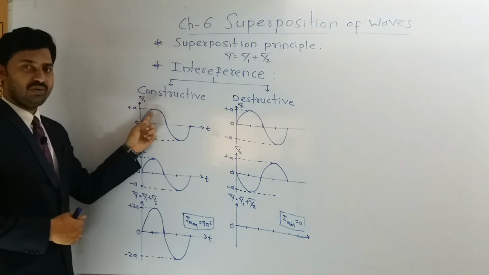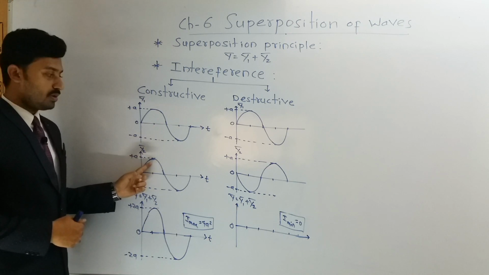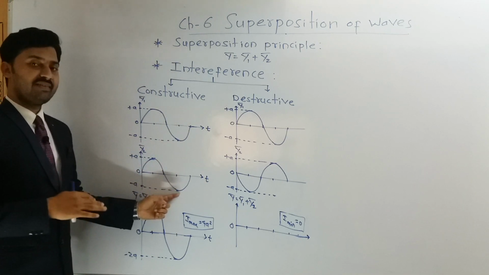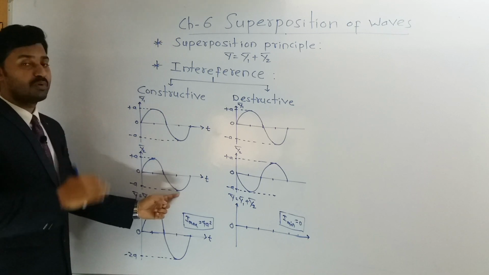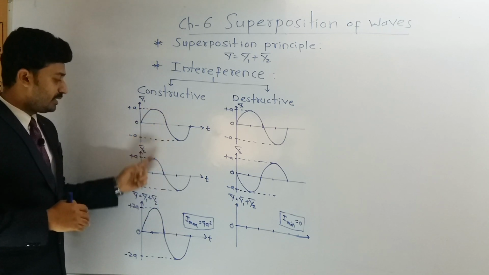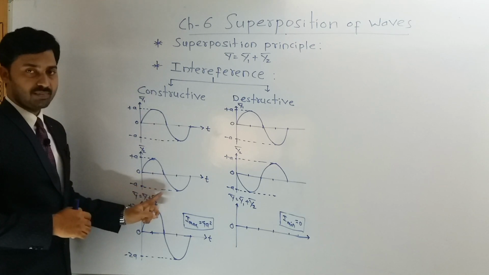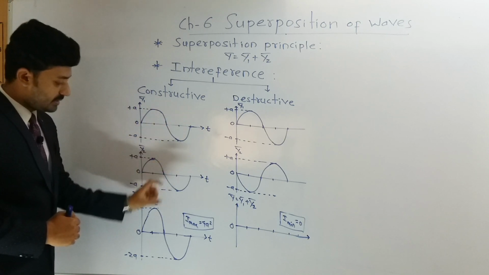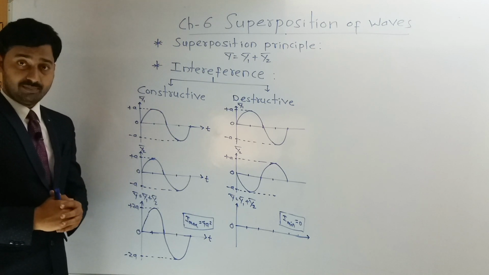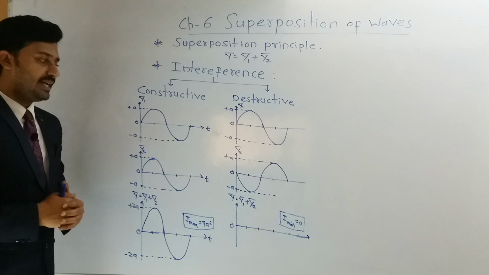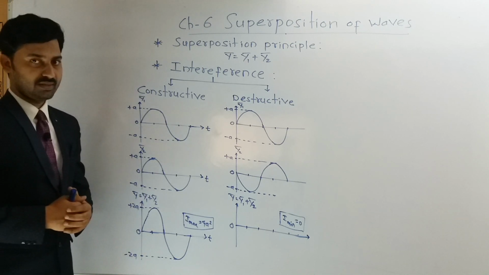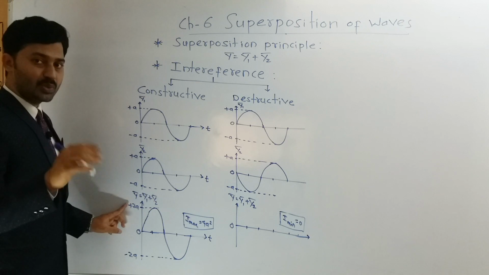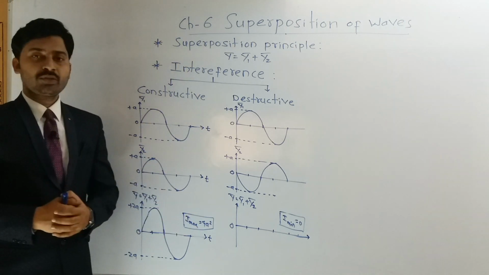Suppose a crest due to one wave coincides with the crest due to other wave, or the trough due to one wave coincides with the trough due to other wave, constructive interference will take place. According to the superposition principle, the resultant displacement at that point is y bar equal to y1 bar plus y2 bar. That means a plus a is equal to 2a, and minus a minus a is equal to minus 2a. Okay, that means amplitude becomes maximum, and you know that intensity is directly proportional to the amplitude square. That means I is directly proportional to 2a square. That means Imax is equal to 4a square.